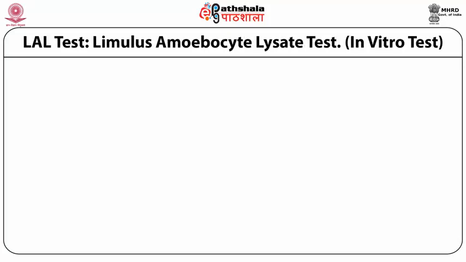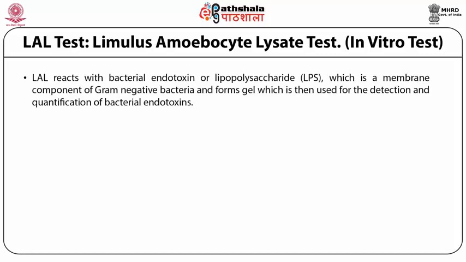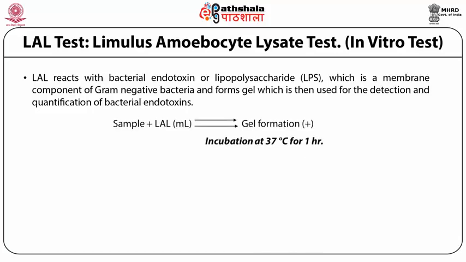This slide is again showing how this LAL reagent reacts with the sample. So LAL reacts with the bacterial endotoxin or lipopolysaccharide, which is a membrane component of gram-negative bacteria, and it is forming a gel, which is then used for the detection and quantification of bacterial endotoxin. So we are taking the sample, we are putting the LAL reagent, and we are incubating this sample containing the LAL reagent at 37 degree temperature. Gel formation, if it occurs, then the test is showing positivity.